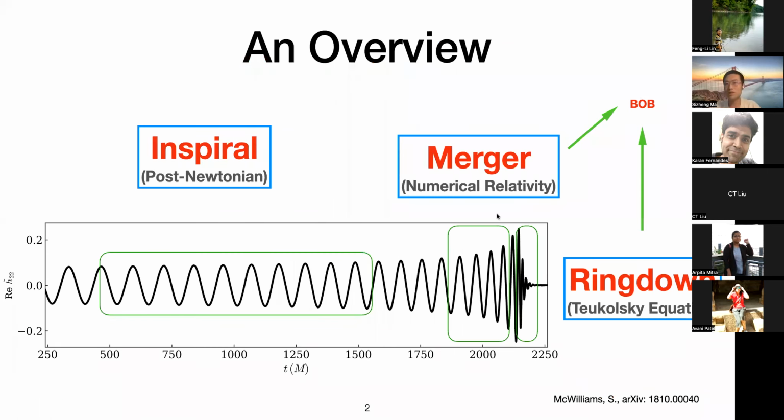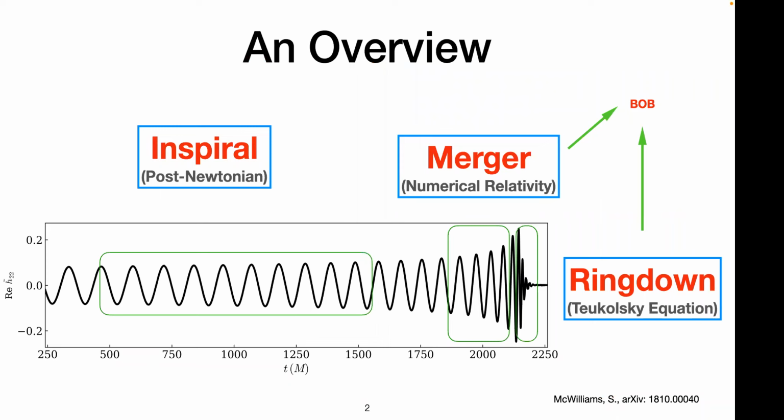So to start with, let me give you an overview of what this model is about. A gravitational wave emitted by a binary black hole system consists of inspiral, merger, and ringdown. There are some standard methods to treat each region. For example, post-Newtonian theory works well for the inspiral part. The ringdown part can be described by black hole perturbation theory. And the merger is highly dynamical, so we really need to use numerical relativity.